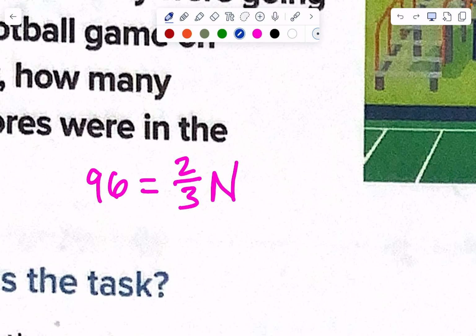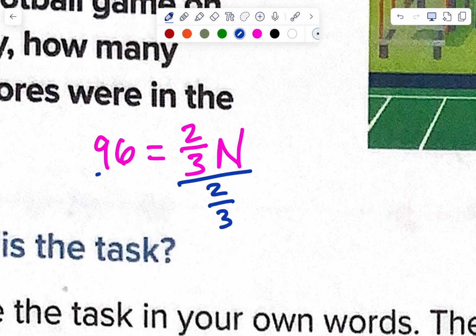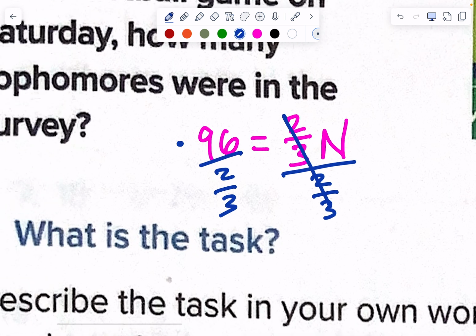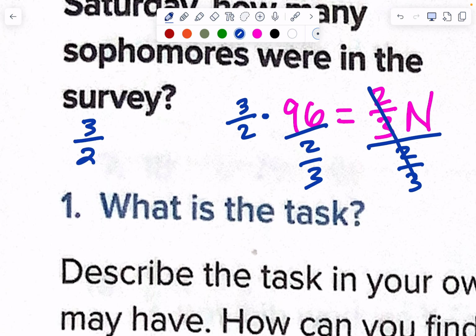Okay? So there's that, and I want to find n, right? So I'm going to divide by 2/3, but dividing by 2/3 is the same thing as multiplying by 3/2, right? Okay? So let's figure out, how do we take 3/2 times 96? I'm going to put 96/1. Now I can reduce. The 2 and the 96 can become 1 and 48. So 3 times 48 is 144.